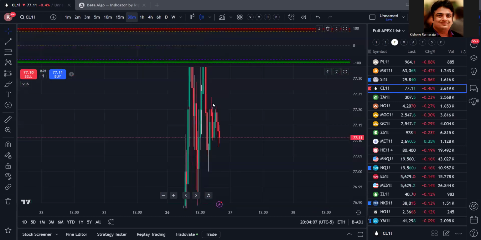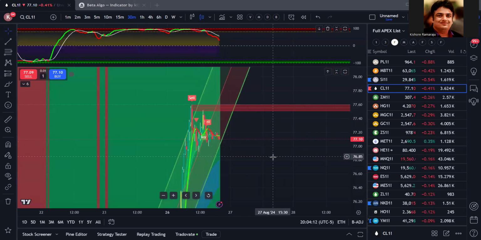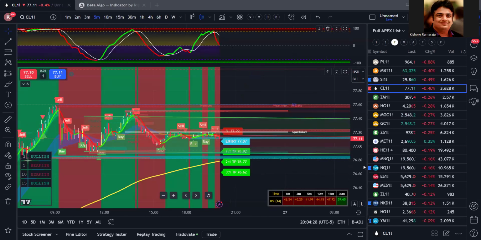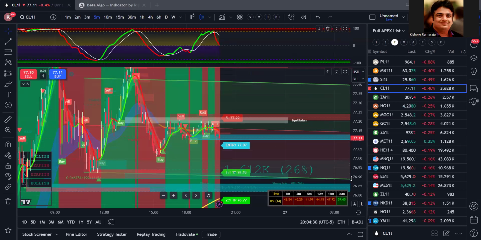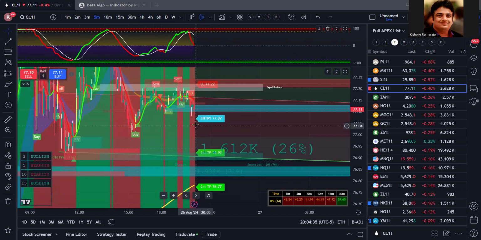Again, if you go and see in 30 minutes, you see that it is in a sell signal. So there is a high possibility for it to come and touch this swing cloud and then bounce back. So around 76.8 is a target. If this goes below 77.7, we can enter a short position on crude oil.